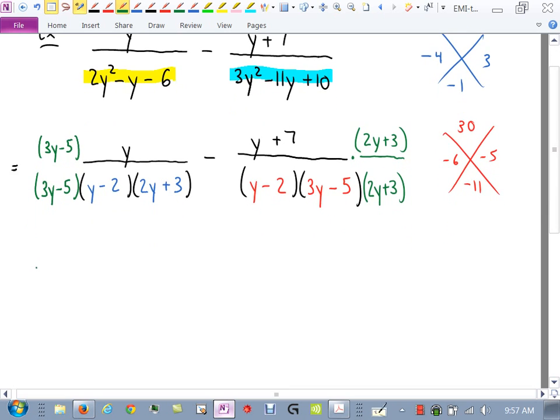All right, so now what we'll do is we will multiply out the tops. What I mean by that is I have a y here. This y will distribute through both here. y times 3y is 3y squared. y times negative 5, negative 5y, right? Over my LCD, which is everything. I'm not going to multiply it out. I'm just going to leave it all like this.